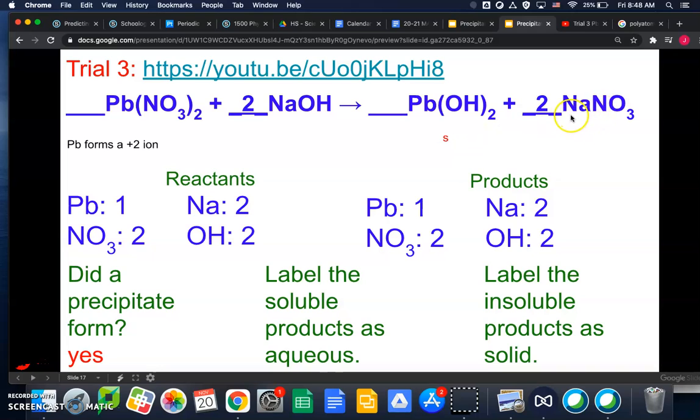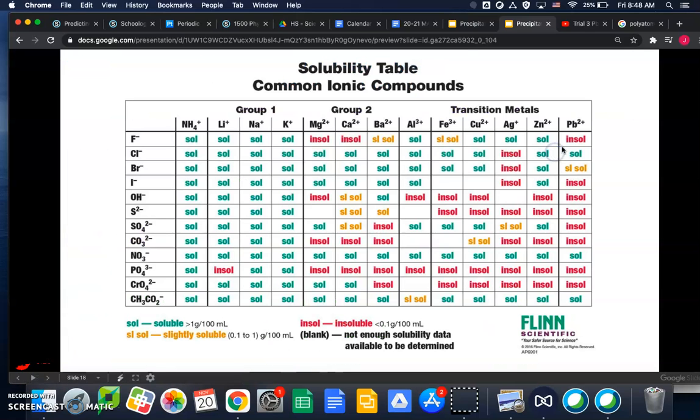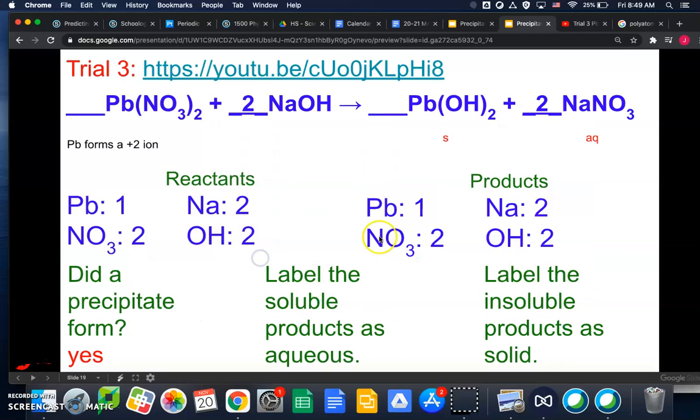For sodium nitrate, let's take a look at that on the chart. Sodium, well, you can see all the sodium ones are soluble. And actually for nitrate, all the nitrate ones are soluble too. So sodium nitrate is definitely going to be soluble. And so we can label that one as aqueous.